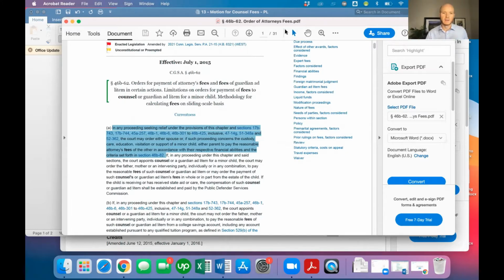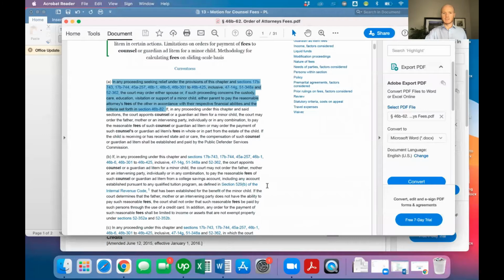So it's basically saying that the court will look at the financial abilities of the party. So again, if one party controls all the assets, the court is likely to grant a motion for counsel fees. Now, if you look a little bit further down in the statute, one thing that is important to note is that if the court determines that the father, mother, or an intervening party does not have the ability to pay such reasonable fees, the court shall not order that such reasonable fees be paid by such persons through the use of a credit card.